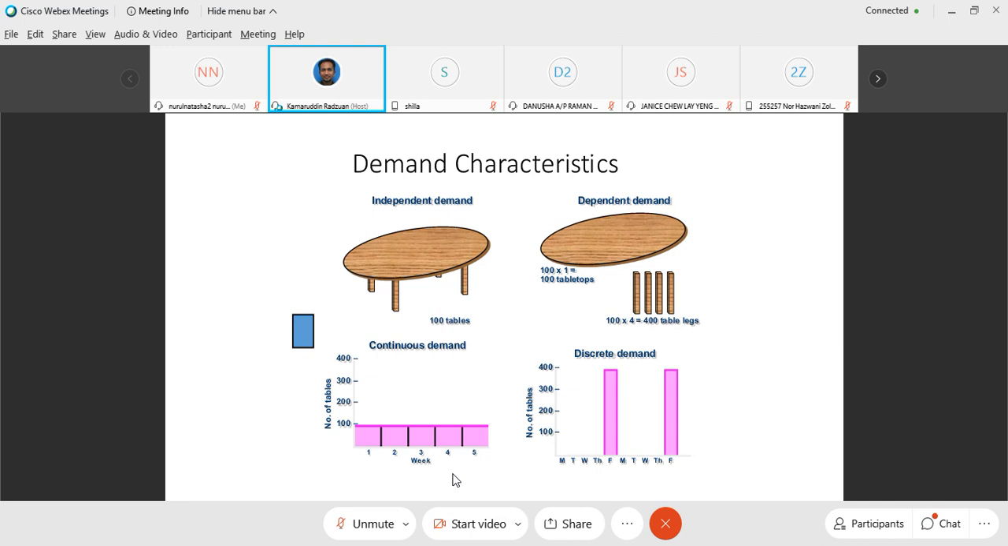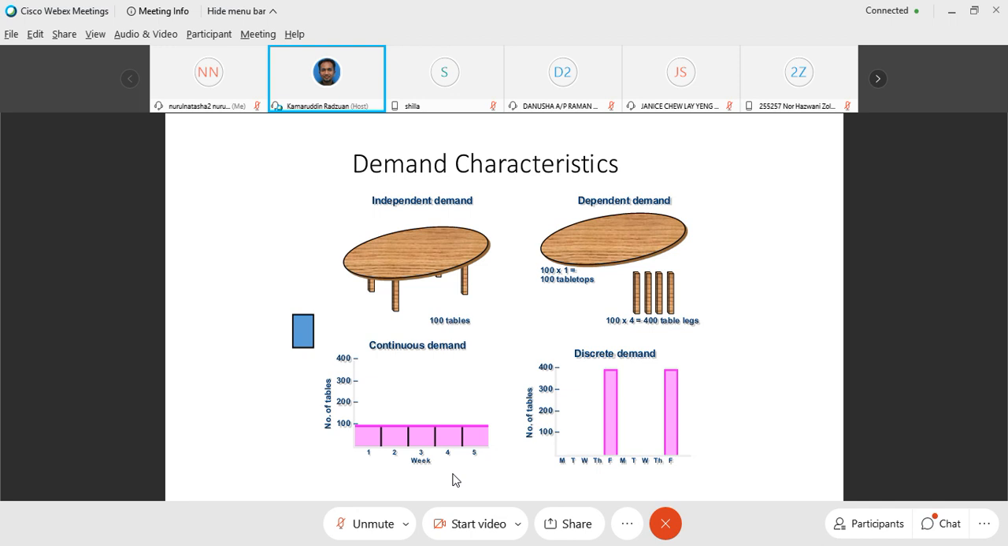Characteristic of demand, independent demand and dependent demand. In the independent demand, inventory have a characteristic of continuous demand from customer. And for the dependent demand, the characteristic of demand is discrete. The characteristic of demand is discrete.